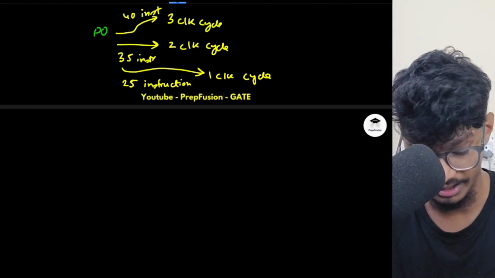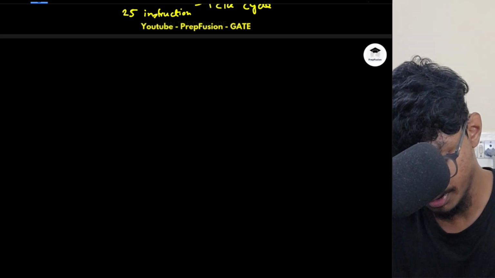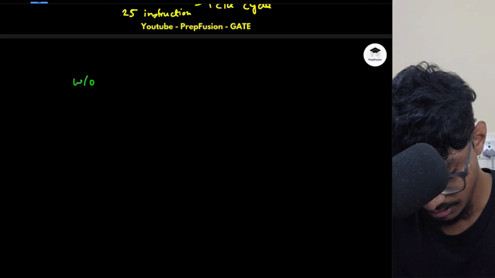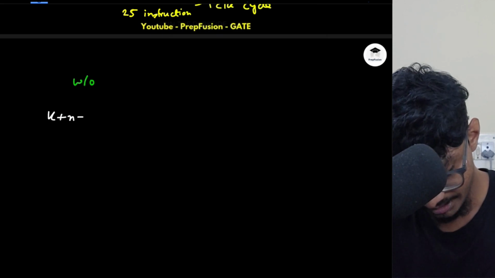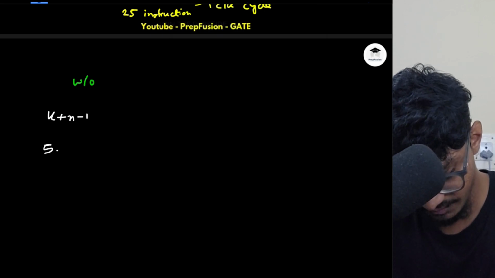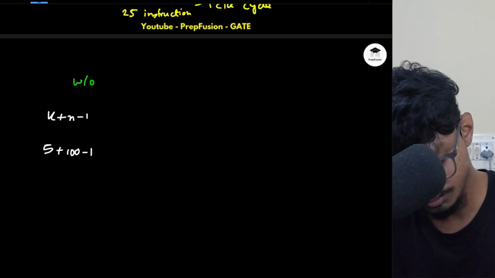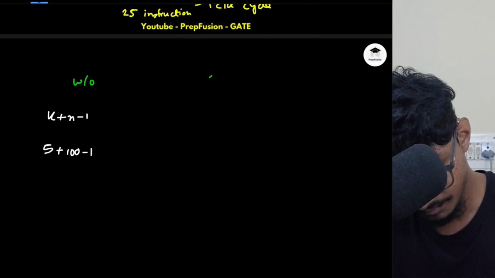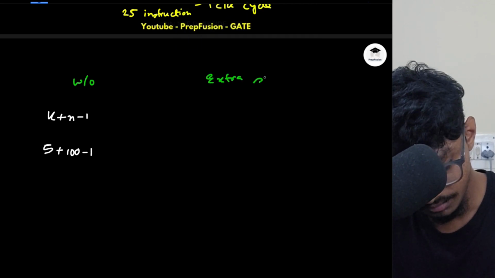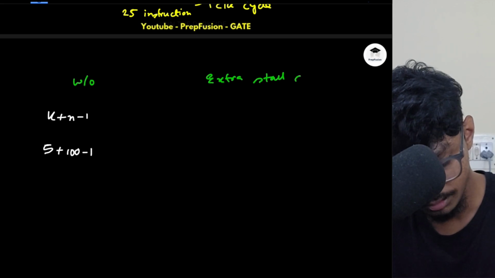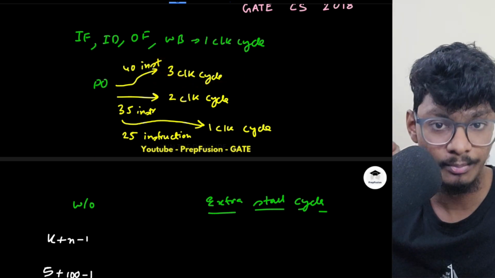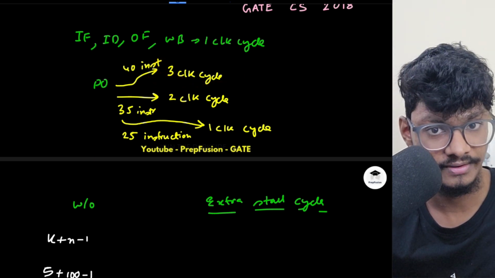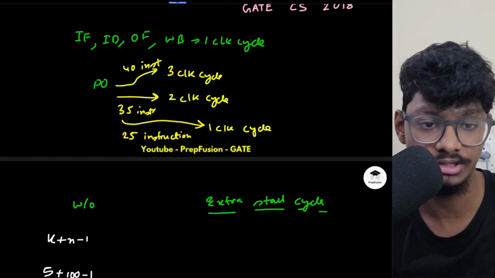So again I can use that formula, right? Simple. Without hazard, how many clock cycles will I require for 100 instructions? K plus n minus 1. I have 5 stages, so 5 plus 100 minus 1, and extra stall cycles I have to provide. Why? Due to structural hazard, right? Because obviously this takes more time. So obviously this instruction will use the perform operation stage more number of times, so the next instruction cannot use that.